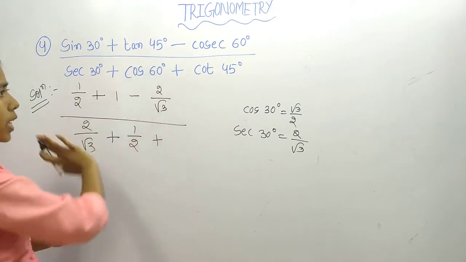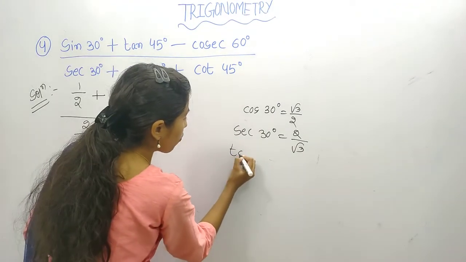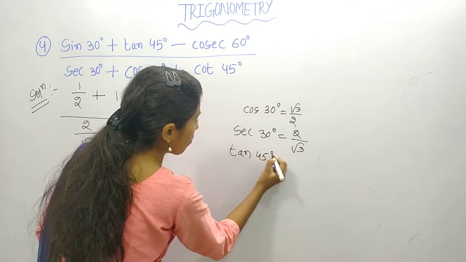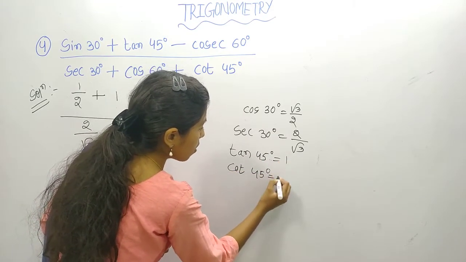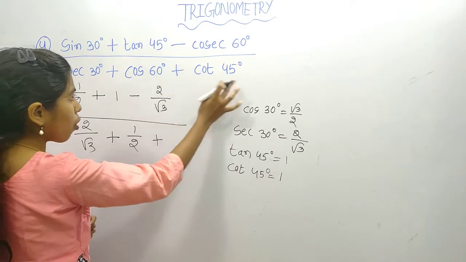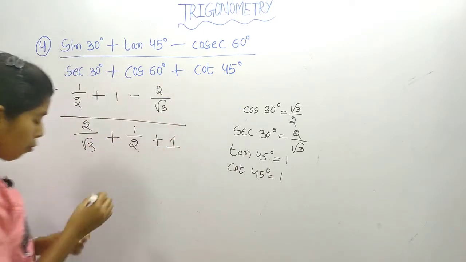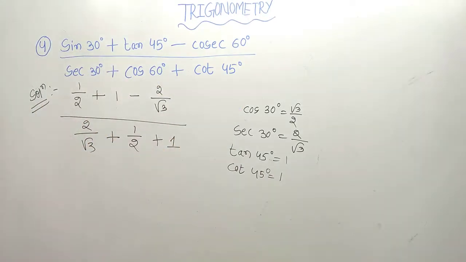Cot 45 degree is the reciprocal of tan 45 degree. Tan 45 degree is 1. So cot 45 degree is reciprocal of tan, means 1. So instead of cot 45 degree, here we will write 1 over. Next.